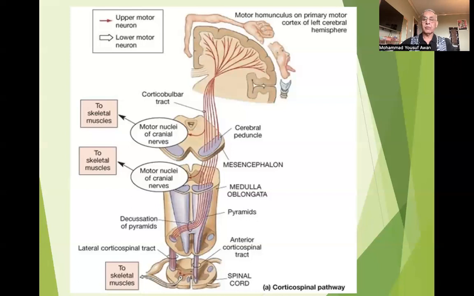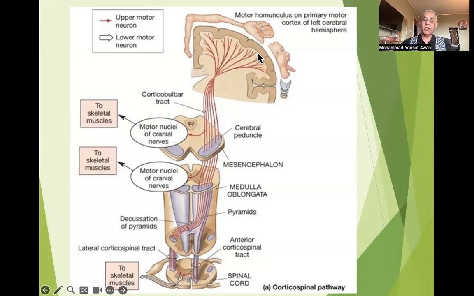But if there is some vascular problem in this area, it will result in weakness or a sensory problem on the opposite leg. And these fibers, so this cerebral cortex contains the motor neurons. I'm just talking about the motor part of the cerebral cortex now.